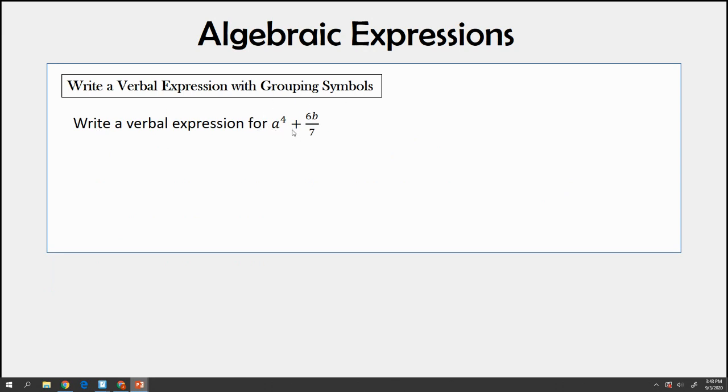Okay, how about grouping symbols? How do we handle grouping symbols? What does it mean to have grouping symbols? There's some terminology that we use, and I'm going to point this out as we go, that helps you know there was a grouping symbol.